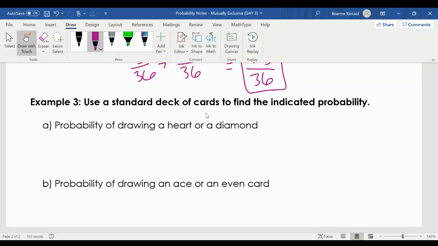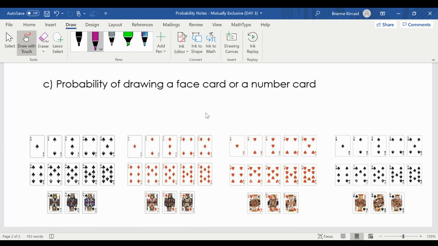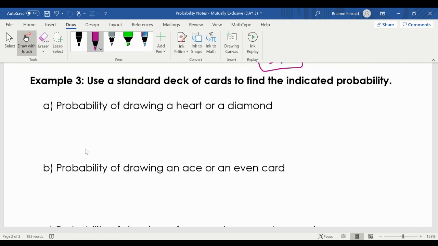And lastly, dealing with a standard deck of cards. For those of you that don't know, a set of cards has 52. We have 4 suits: the clubs, the diamonds, the hearts, and the spades. And each suit has 13 cards in it, ace through king. Jack, queen, and king are called the face cards. 2 through 10 are called the number cards.